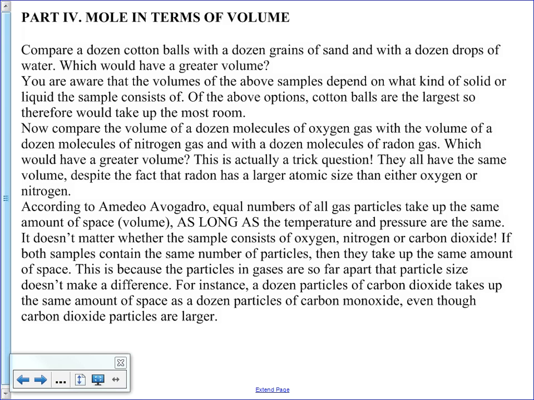Hello, chemistry students. I wanted to continue our work on the mole today, even though I'm not with you. So we're going to be looking at part 4, the mole in terms of volume. And this begins on page 4 of your packet. So please turn to page 4.